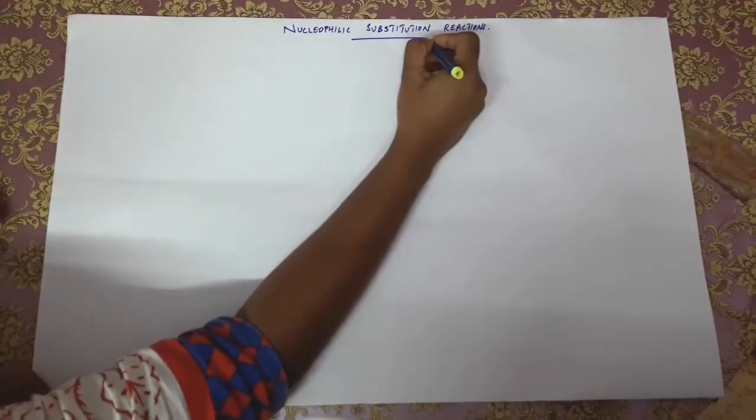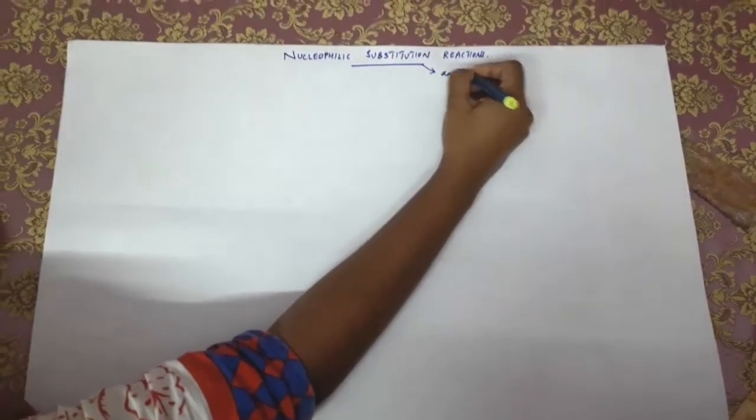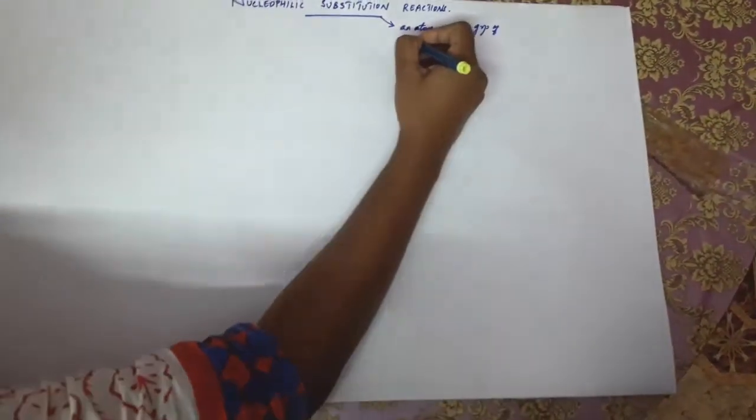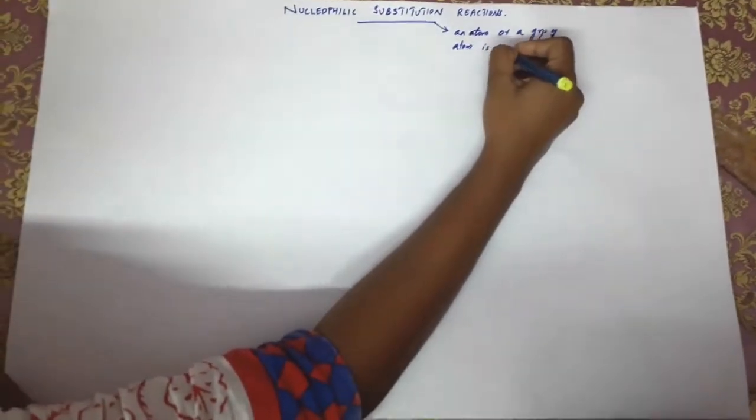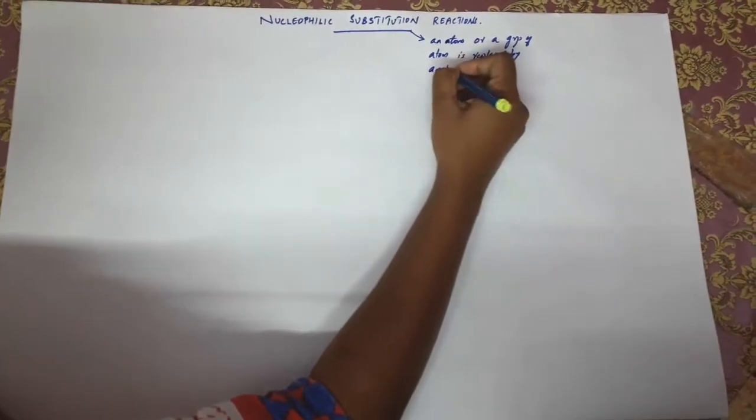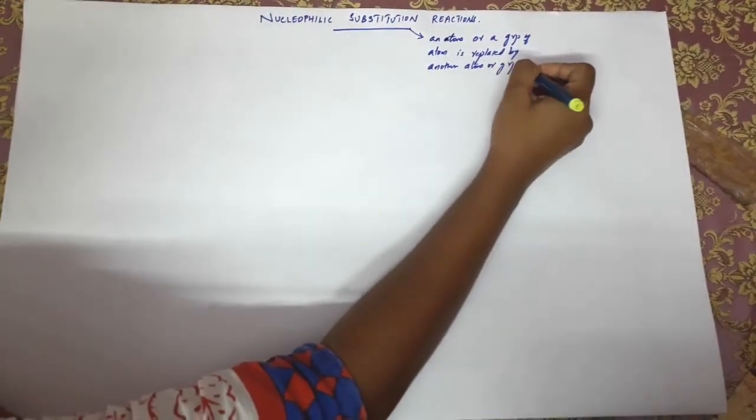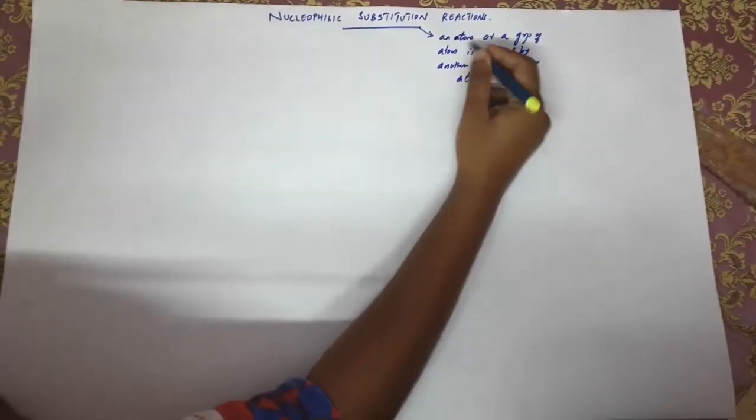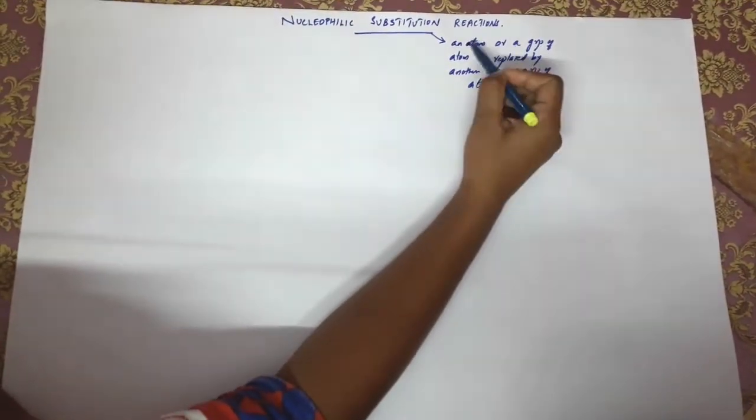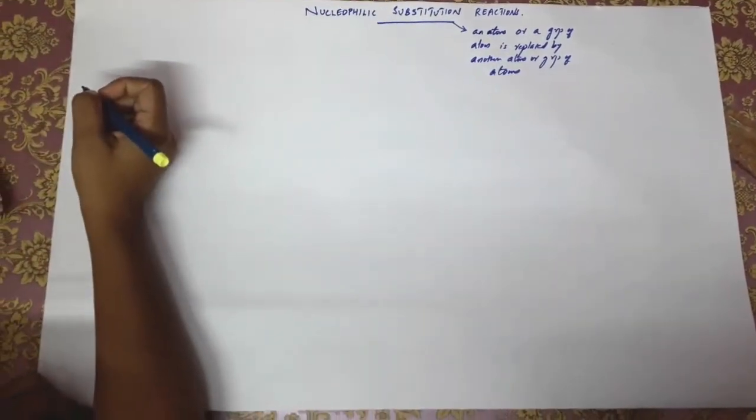Substitution is the replacement of a group, an atom, or a group of atoms is replaced by another atom or group of atoms. Such type of reactions are known as substitution reaction. If this atom or group of atoms is a nucleophile, such type of reactions are known as nucleophilic substitution reaction.